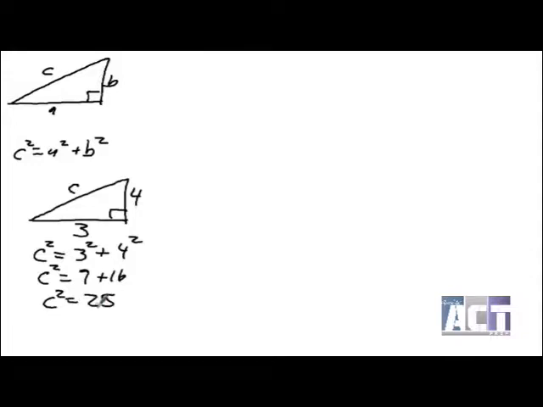Where people will make mistakes with right triangles and the Pythagorean theorem is they'll see choice A says 25. Hey, they got that. They're going to choose that answer. Don't, because you just made one mistake. You didn't solve for C. You got C squared equals 25. So what you need to do is take the square root of both sides to solve for C.